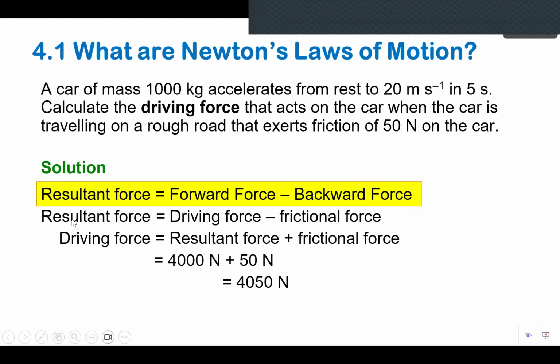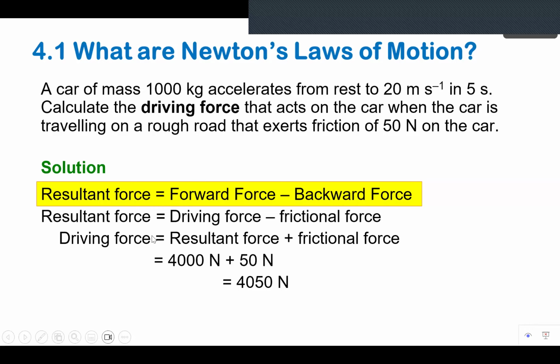So I want to find the driving force. You should know the driving force is actually the forward force, because the driving force is the one that causes the car to move forward. So this car is moving forward. So the forward force must be the driving force and the backwards force is the frictional force.